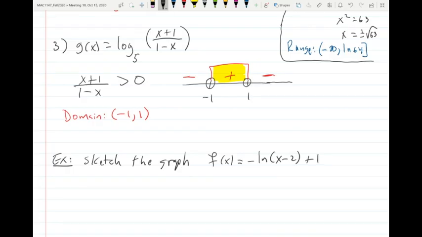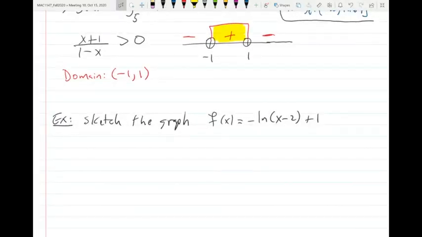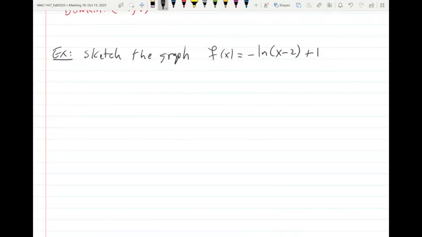Okay. All right. And I said in that order because you should create the habit of doing your reflections and stretches before you start moving around. So before I go to the right 2 units, you could go to the right and then reflect. But I prefer to reflect first and then I move. Okay? It's easier to reflect in the original position than move and then reflect. You can make mistakes that way. All right. Anyways, let's graph this, and we're gonna do it using transformations.